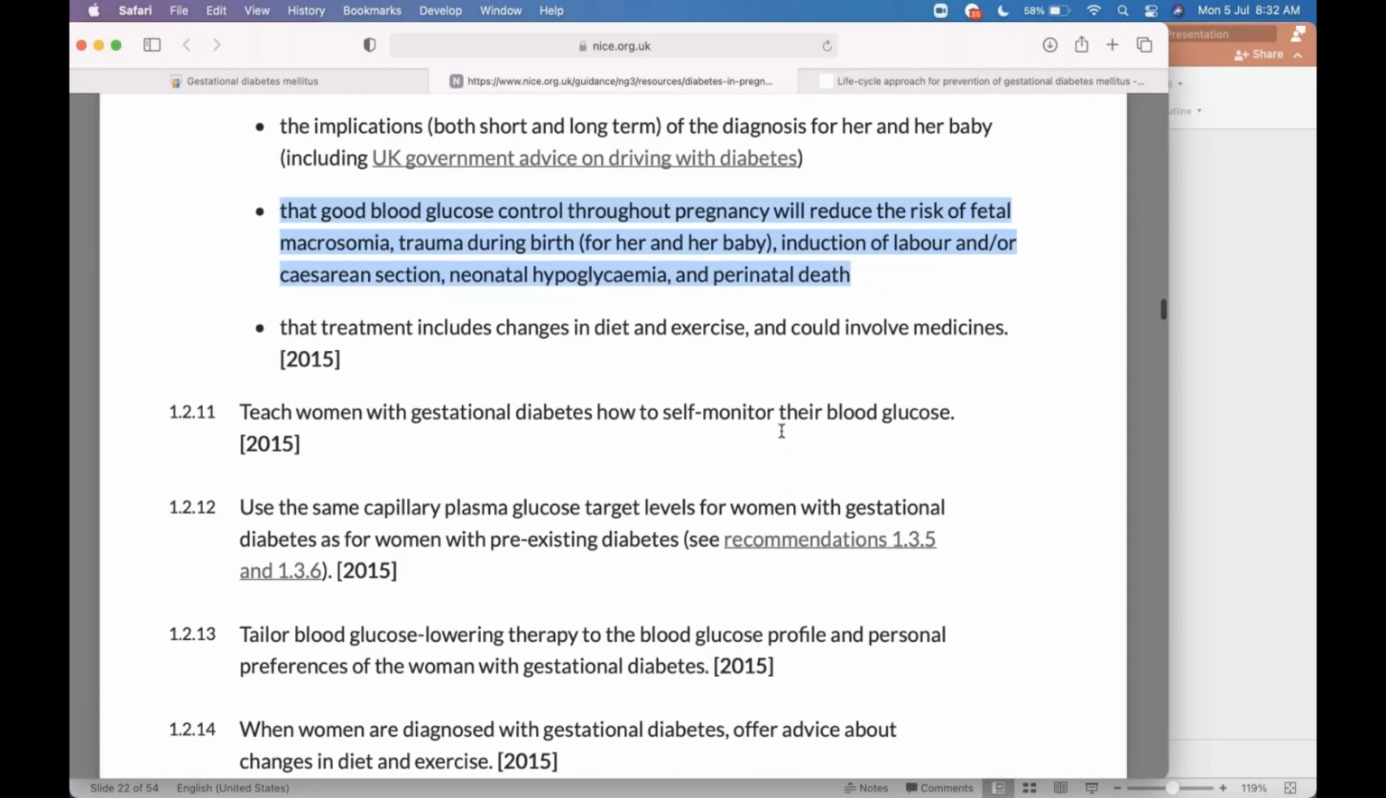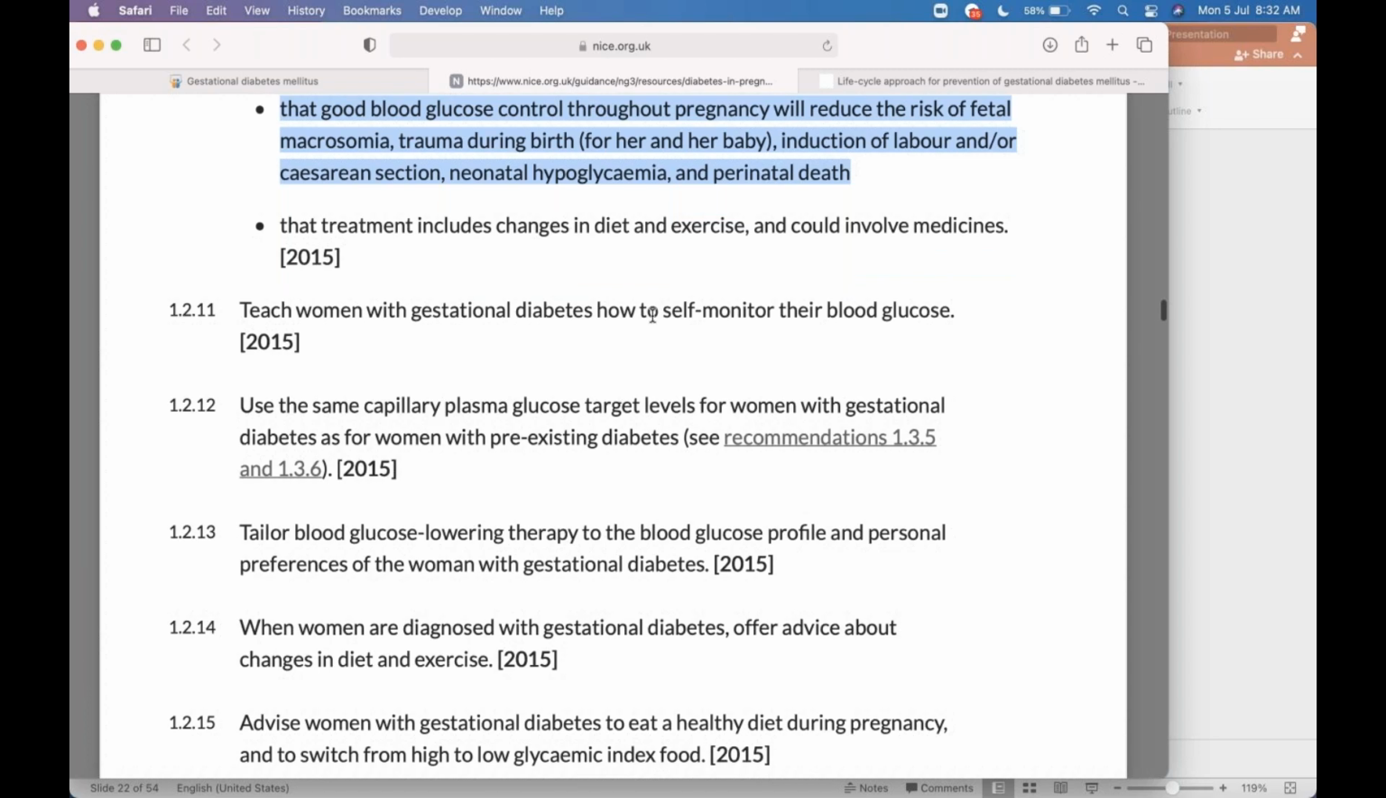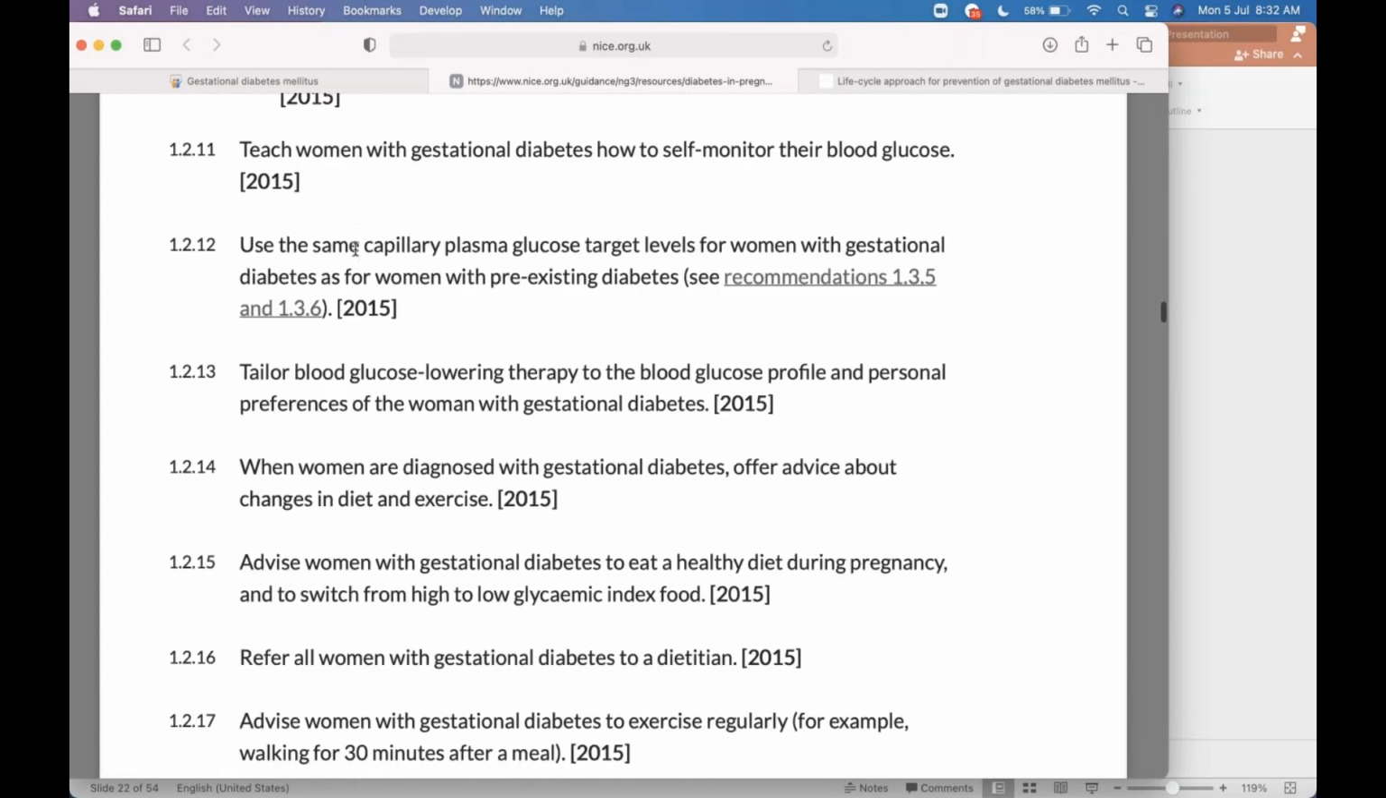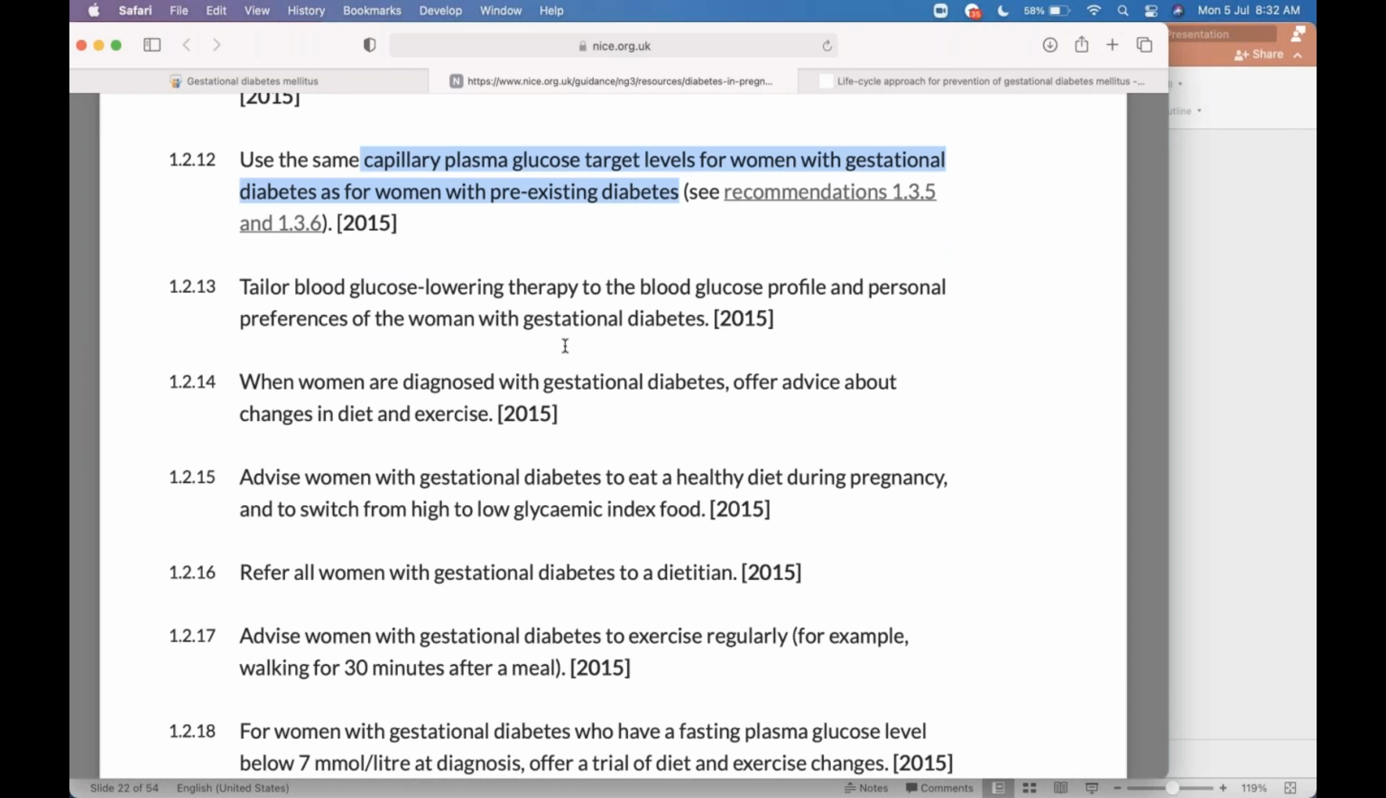And then we need diet and exercise also. You will tell her how to do self monitoring of blood glucose. So we tell our patients, if they can afford it, to buy a glucometer and standardize it. We need to calibrate the glucose levels with the standard venous levels also, and then use the same capillary plasma glucose levels with the target levels. Okay, now here capillary plasma glucose are the target levels which are used. Okay, we will come down to that.